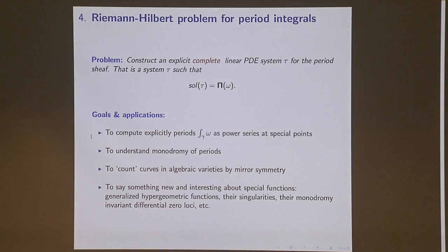And the fourth application is that once I have this explicit information about periods, I want to be able to say something about them as special functions, because these are generalizations of classical hypergeometric functions. For example, one might want to know something about their singularity, their monodromy invariant zero set of their derivatives.